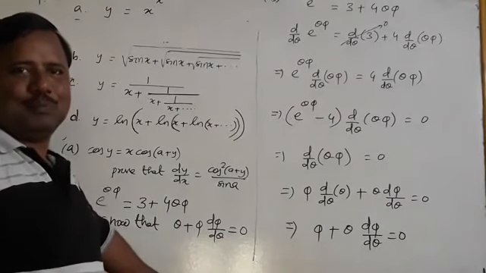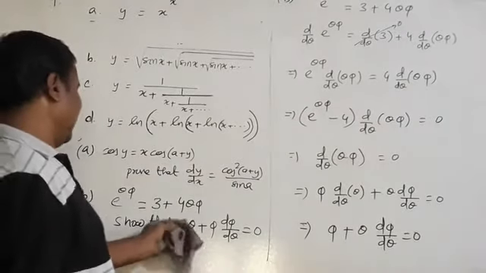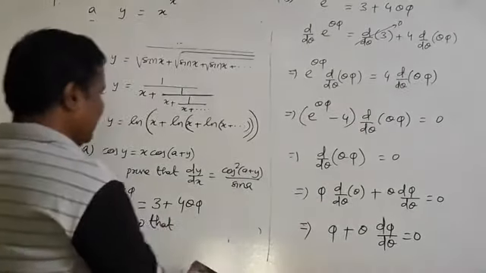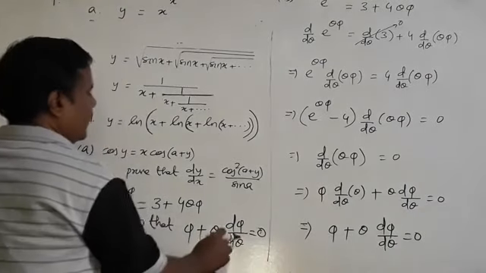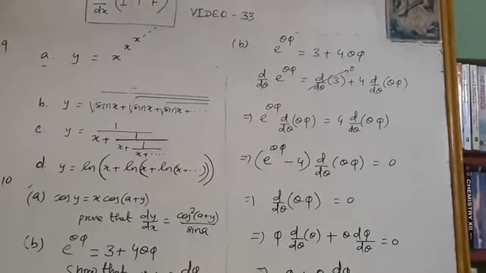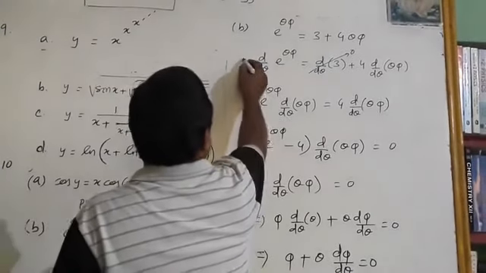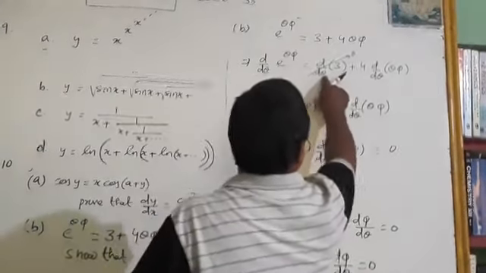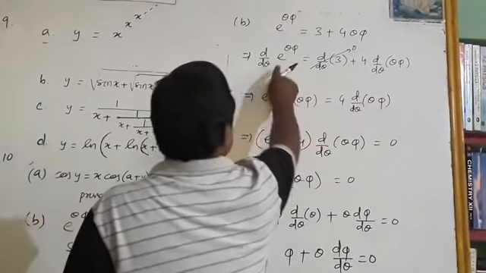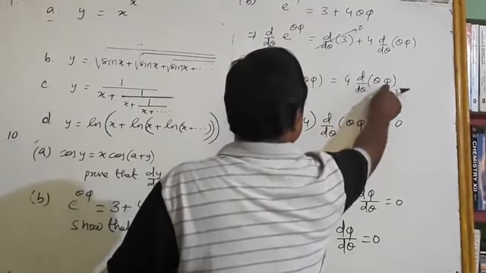Today I have done three to four questions written wrongly, so please take one correction: it becomes phi plus theta d phi by d theta is equal to 0. Okay, now look at the question: e to the power theta phi is equal to 3 plus 4 theta phi. Differentiate with respect to theta on both sides. You take 4 outside, and it is e to the power theta phi d by d theta of theta phi equals 4 d by d theta of theta phi.